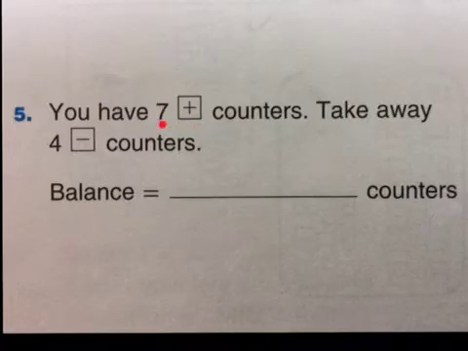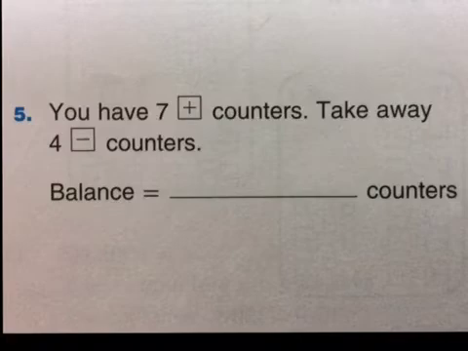You have 7 positive counters. You take away 4 of the negatives. Okay, you have 7 positive counters, you take away 4 negatives. So how would we write this?